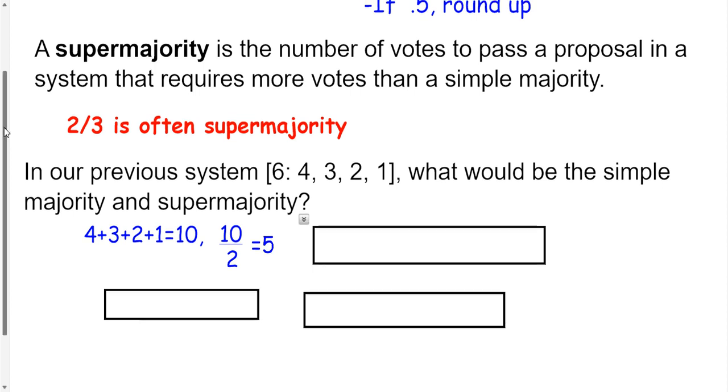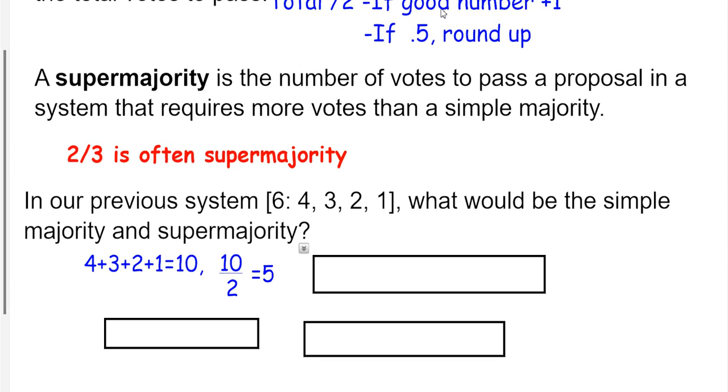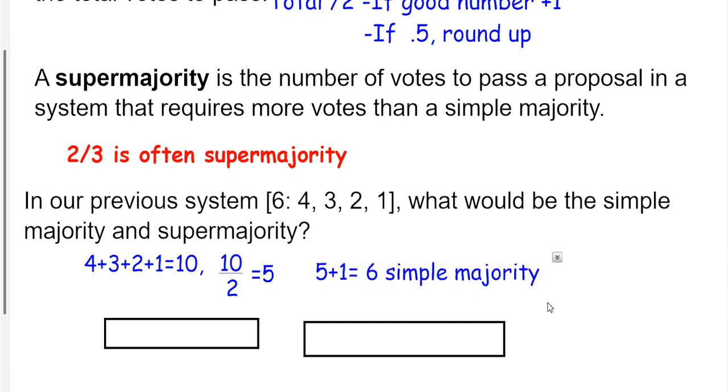5, going back up to that top. 5 is a nice number, right? Good number. So we just add 1. So 5 plus 1 is 6, and 6 is our simple majority.